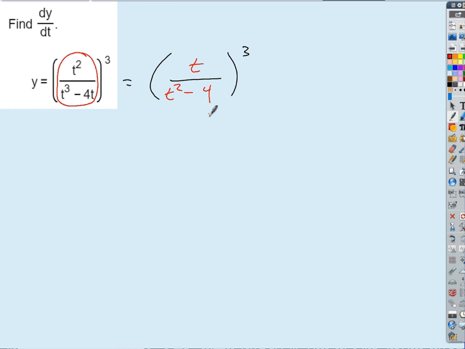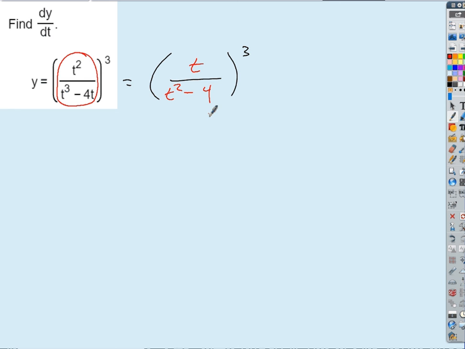Okay, and now we could just proceed with that. We could do the derivative of the cube, which is 3 times the quantity squared, and then the derivative of the inside is going to give us a quotient. Or the other option is, if we wanted to, and that's fine. I don't know that there's a huge advantage either way.